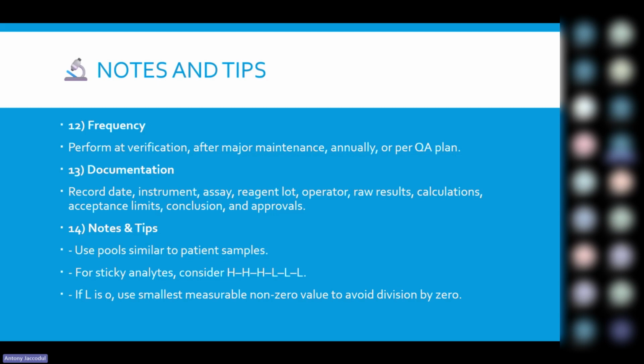Documentation: you need to record the date, the instrument, the assay, the reagent lot, the operator, the raw results, the calculation, acceptable limits, conclusions, and approvals. So this I don't need to re-emphasize a lot because we're already operating in the quality management ecosystem.